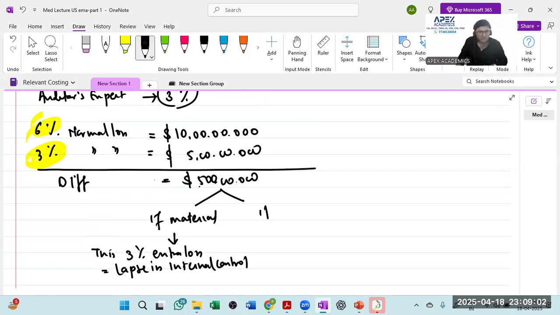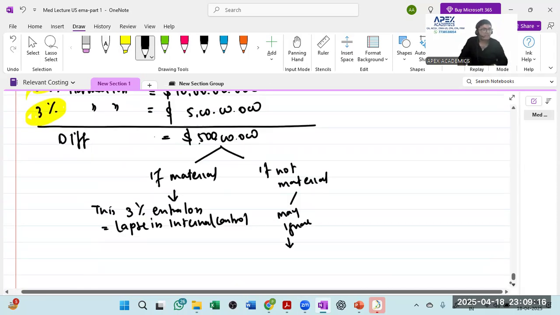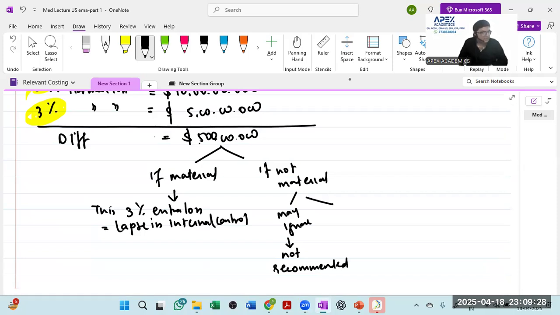Sir, if it is not material, he may ignore. But it is not recommended to ignore. He may ignore. Remember my words. He may ignore, but it is not recommended. If it is not material, he still will report. Report to whom? Report to the audit committee.